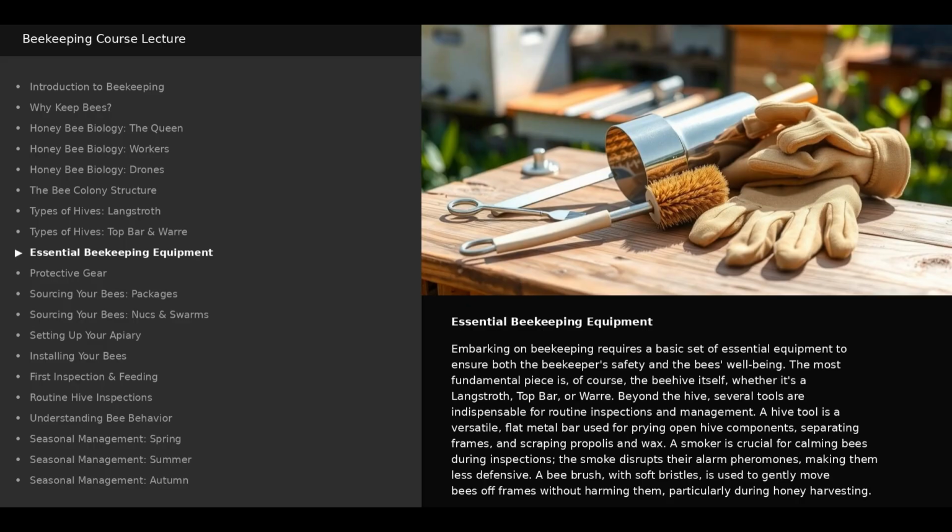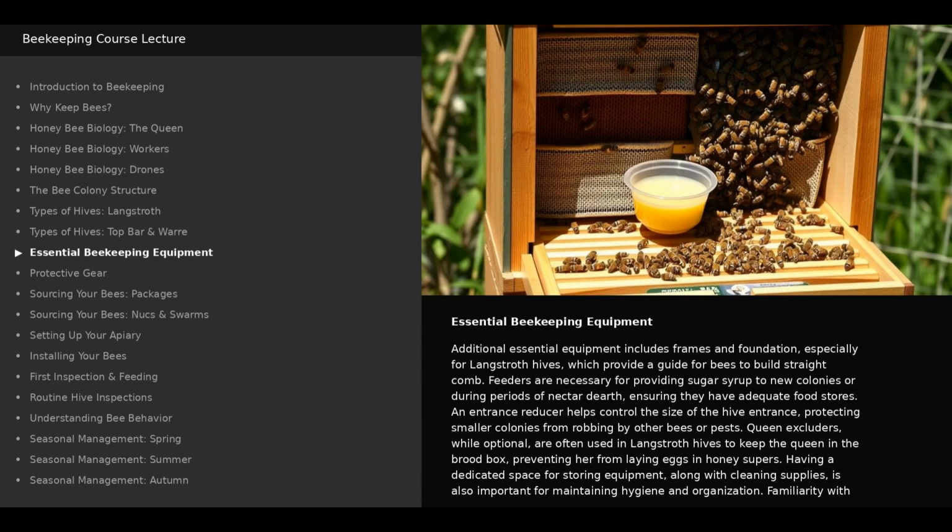Investing in quality equipment from the start can make the beekeeping experience much more enjoyable and successful. Additional essential equipment includes frames and foundation, especially for Langstroth hives, which provide a guide for bees to build straight comb. Feeders are necessary for providing sugar syrup to new colonies or during periods of nectar dearth, ensuring they have adequate food stores. An entrance reducer helps control the size of the hive entrance, protecting smaller colonies from robbing by other bees or pests.